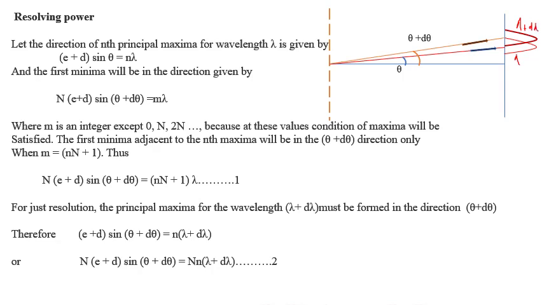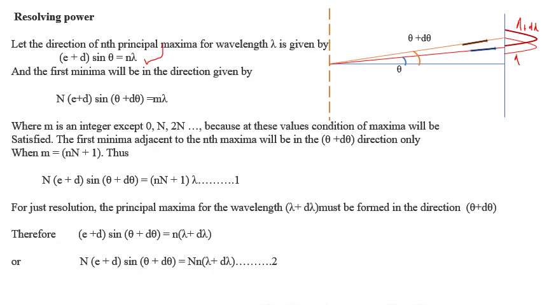So we can consider that in the direction of theta we get the maxima of lambda. As you have seen here, in the direction of theta we get the maxima of lambda, and in the direction of theta plus d theta we get the maxima of lambda plus d lambda. Lambda plus d lambda is a little bit greater than lambda, which is why its diffraction angle is also greater. This can be proven by the grating equation: if lambda is greater, its angle is greater.